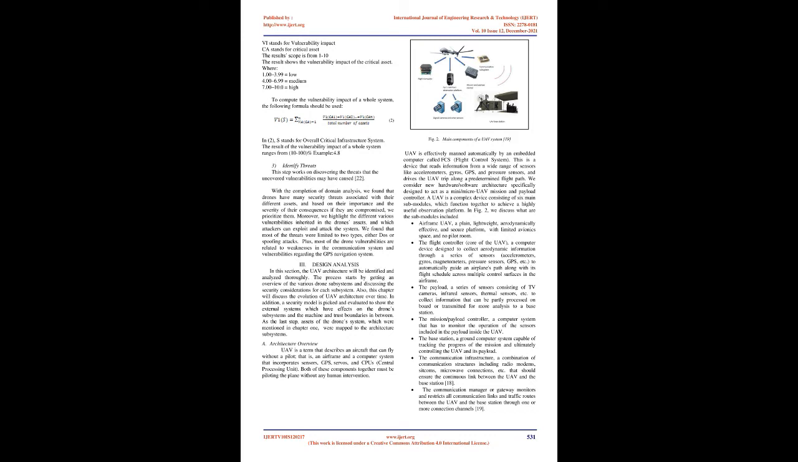VI stands for vulnerability impact. CA stands for critical asset. The result scope is from 1 to 10. The result shows the vulnerability impact of the critical asset. To compute the vulnerability impact of a whole system, the following formula should be used. In Equation 2, S stands for overall critical infrastructure system. The result of the vulnerability impact of a whole system ranges from 10 to 100%.